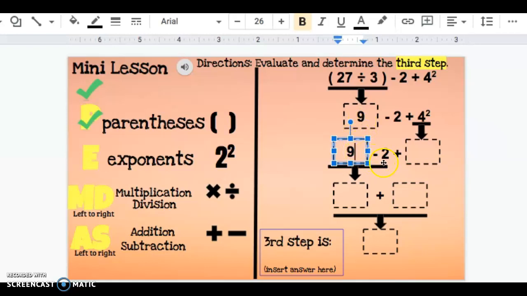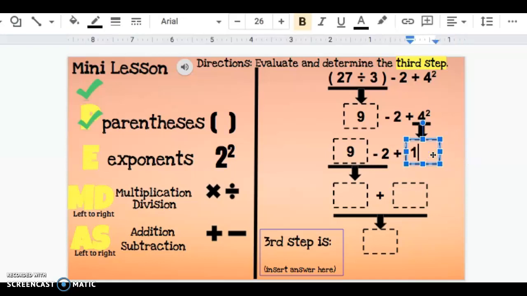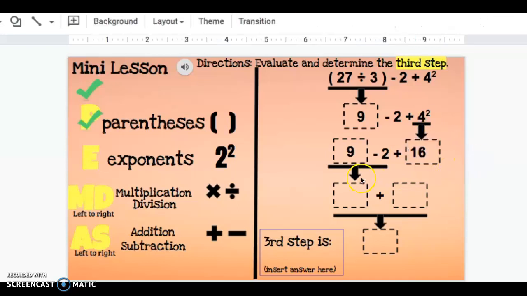So 9 minus 2 plus, I'm looking at PEMDAS, and I have exponents. So I'm doing 4 squared, or 4 to the second power. That 2 tells us how many times we are multiplying 4 by itself. So that's two 4s, so that's 4 times 4, which is 16. So I double click in the box and place 16. Now I have 9 minus 2 plus 16.